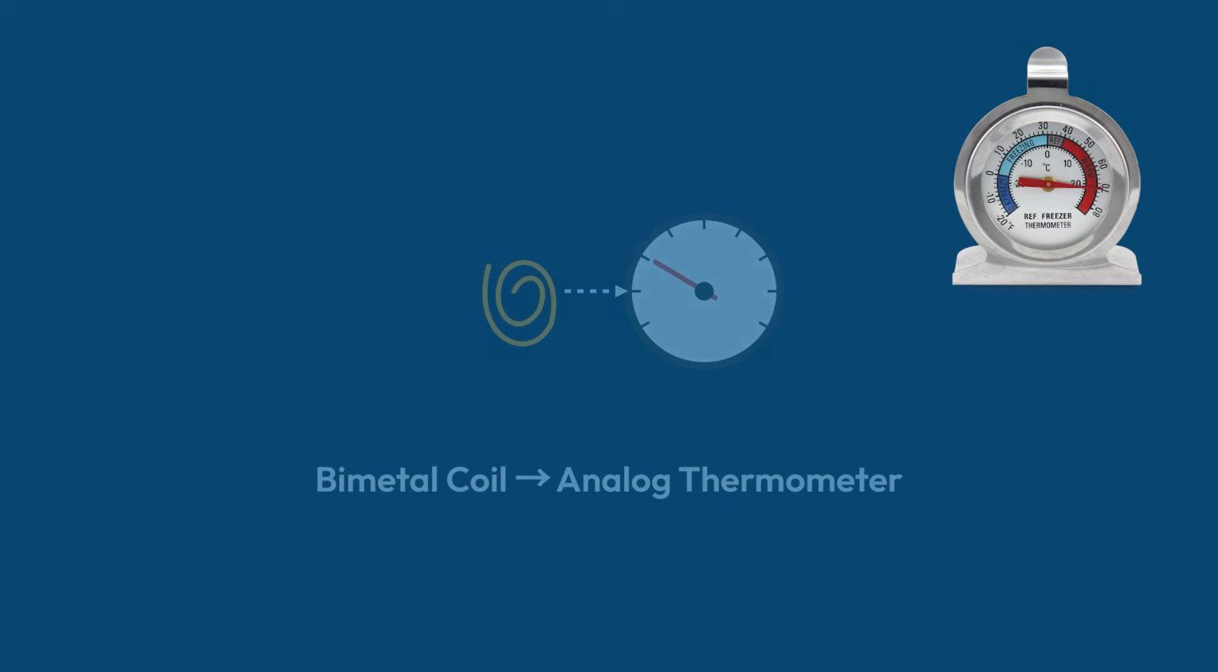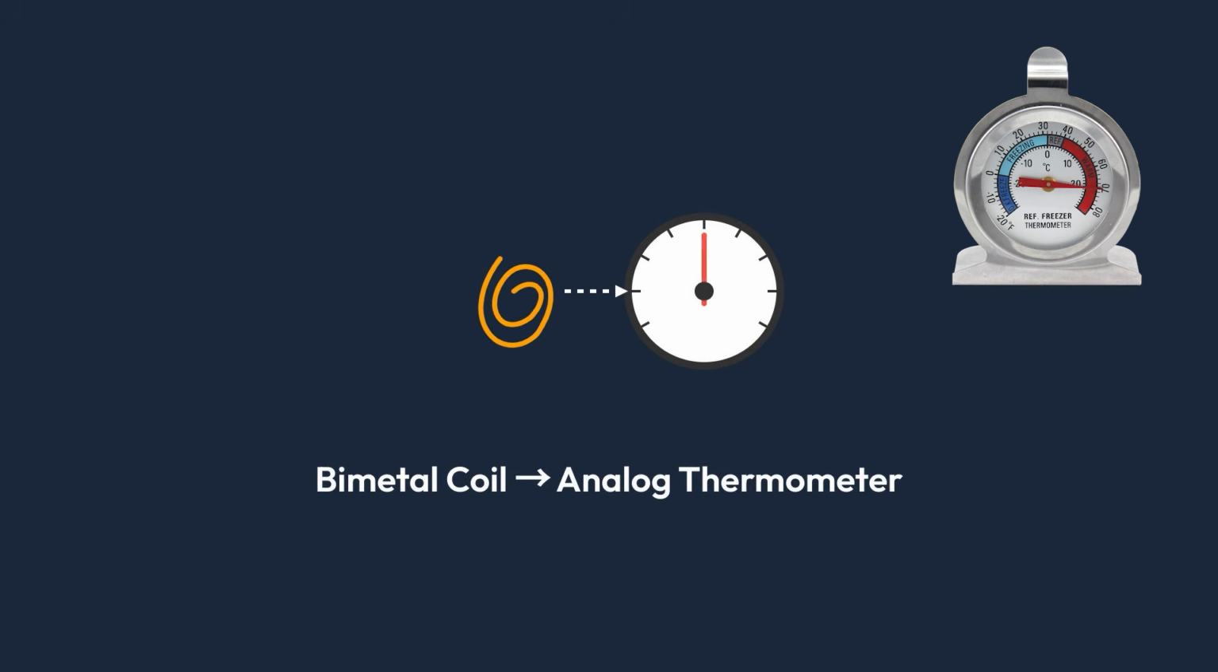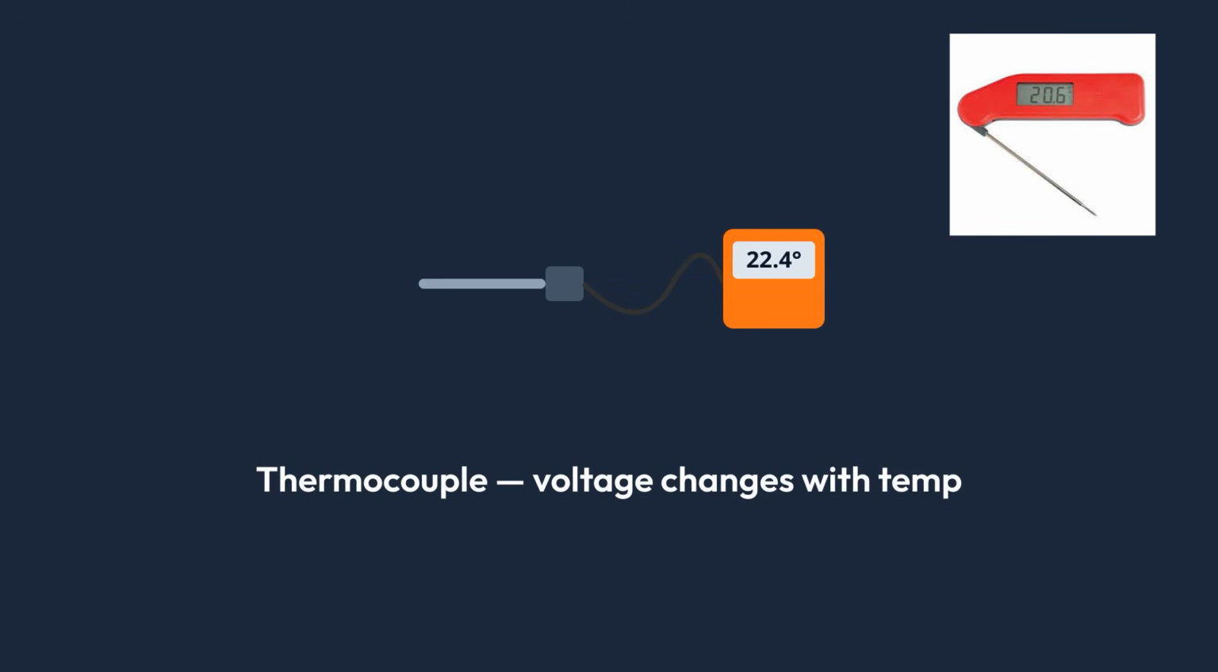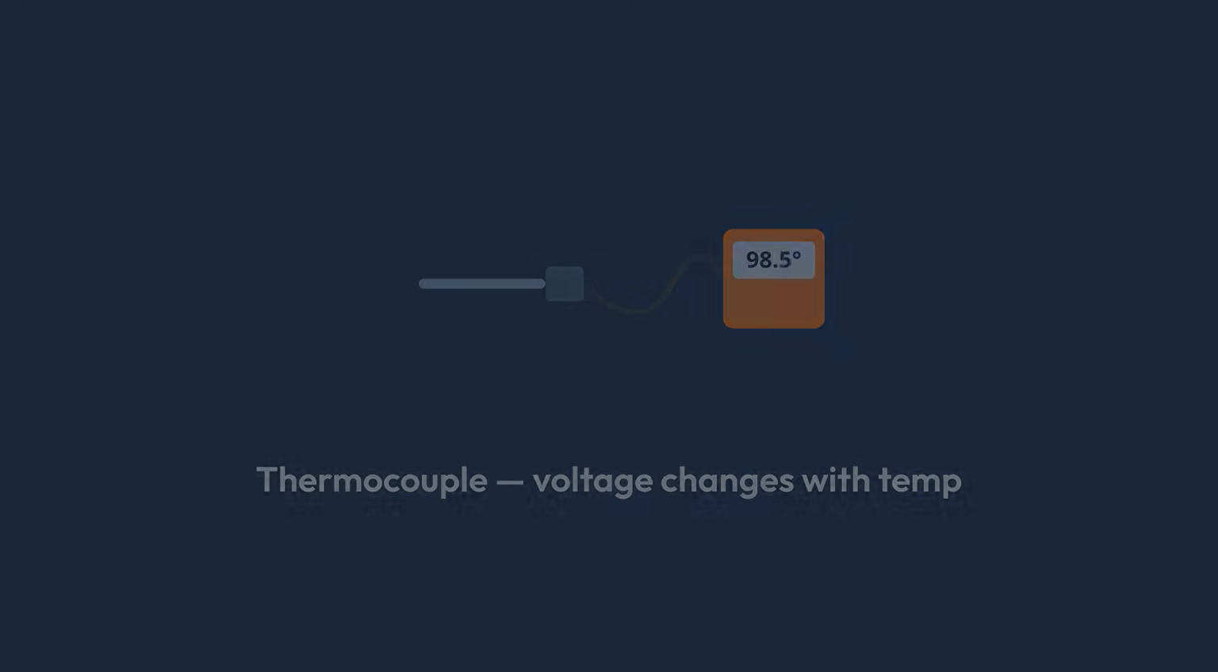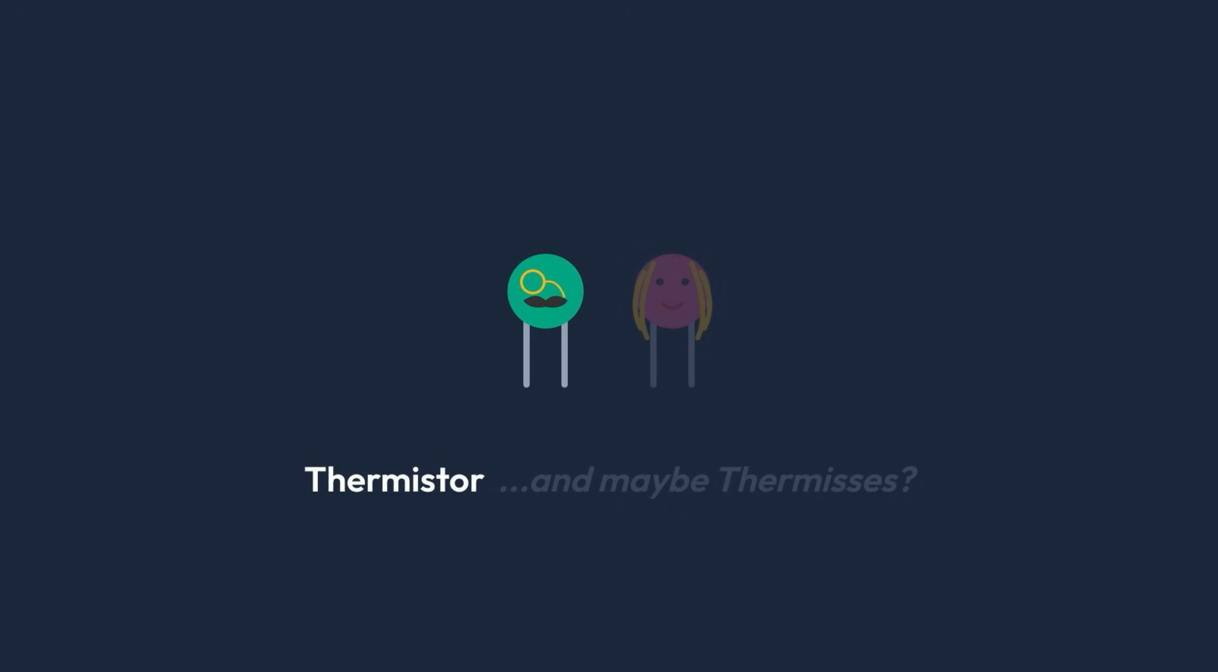We later realized that bimetal coils spring to the same position at the same temperature, so we got analog thermometers. And we learned that changes in voltage and electrical resistance are related to temperature as well, so we got thermocouples and thermistors. And in the future, maybe thermoses.